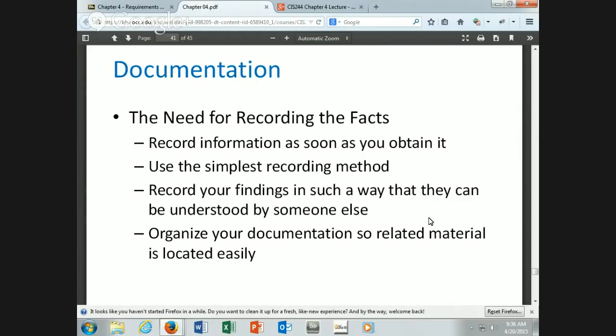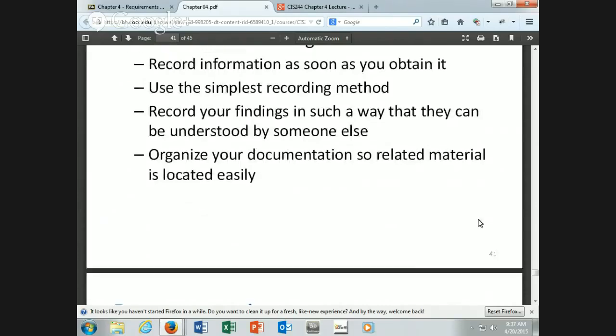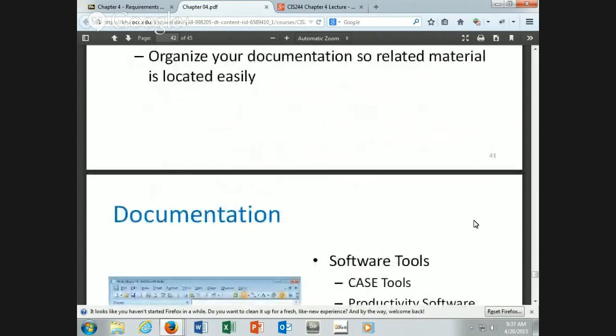But we do need somebody to record what we're doing. Simplest method of recording: how did we record our work on Wednesday? We just put it in a pile. It's recorded, right? Can we come back and do that later? Yes. Organize your documentation so that related material is located easily. Yep. Remember how we put it in steps? We even changed our order of operations.